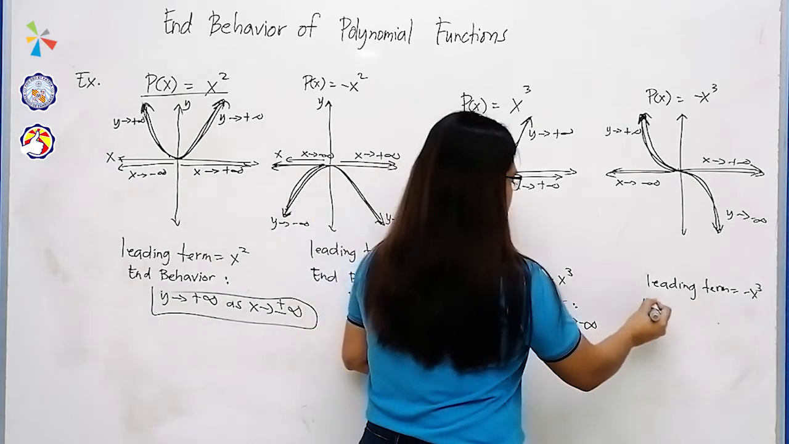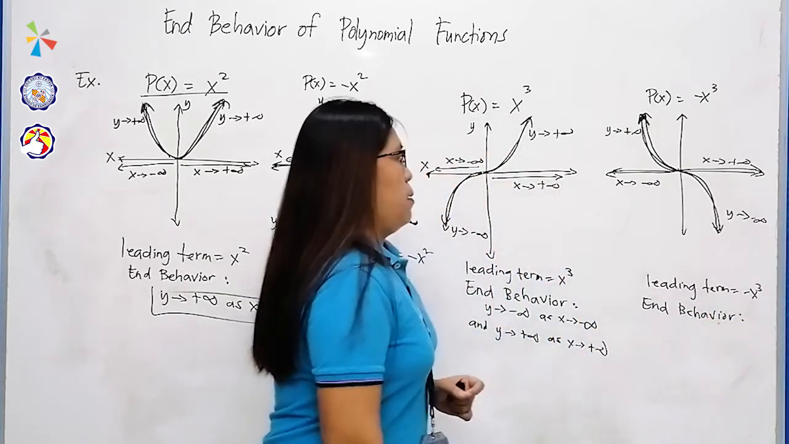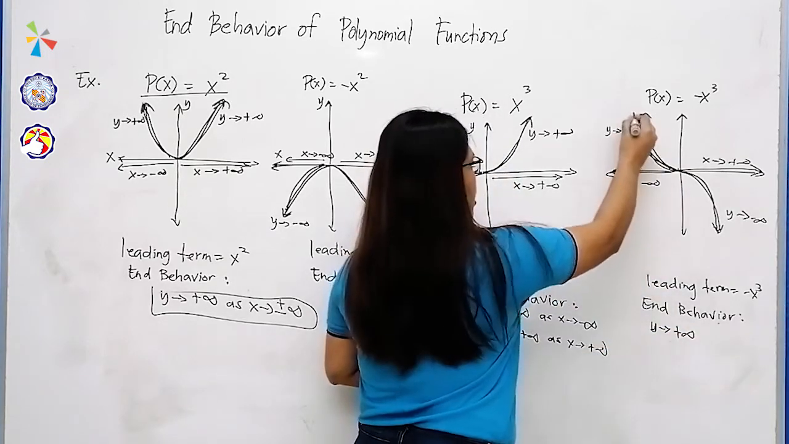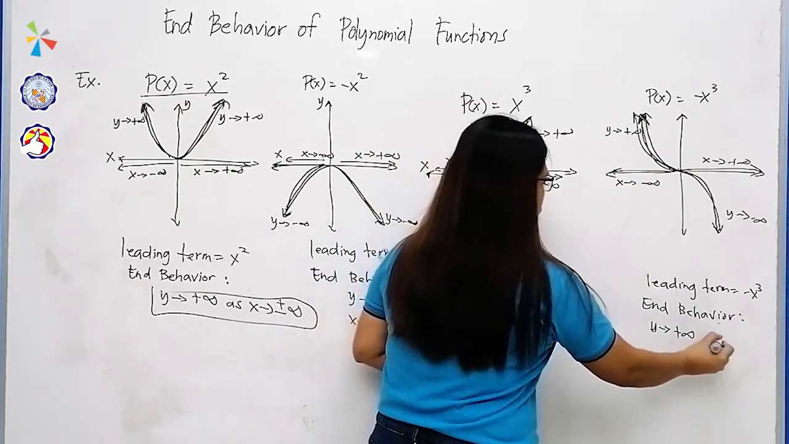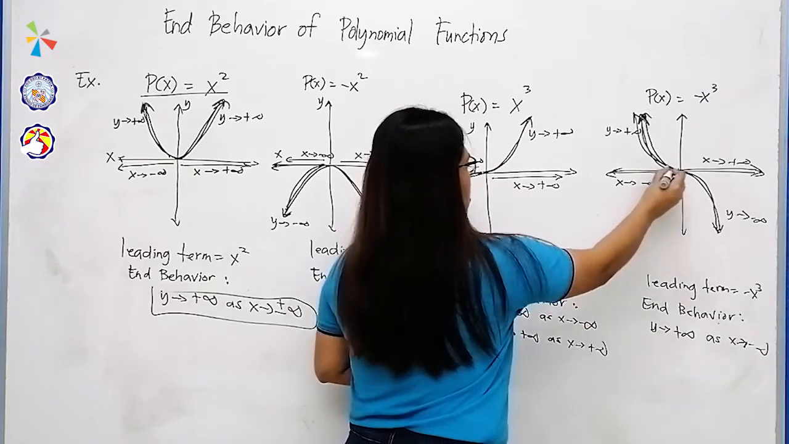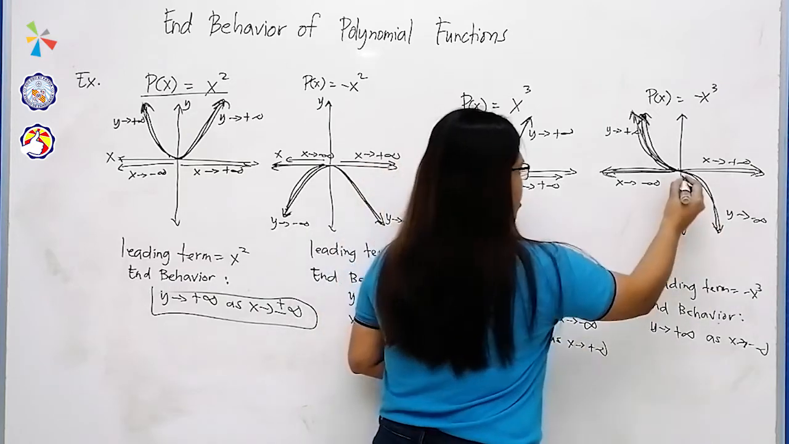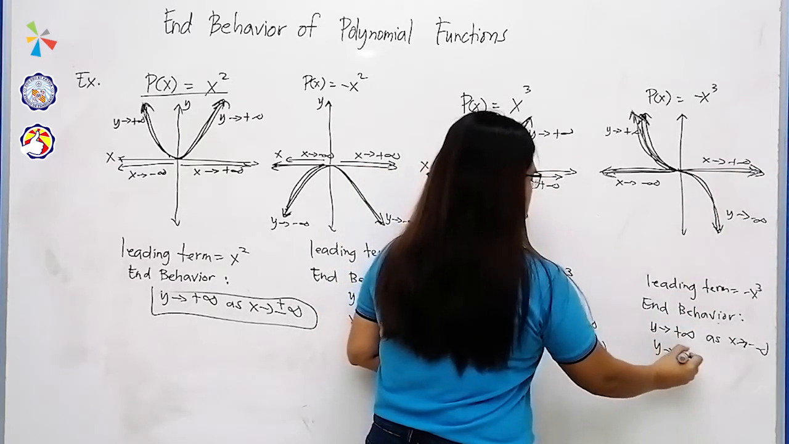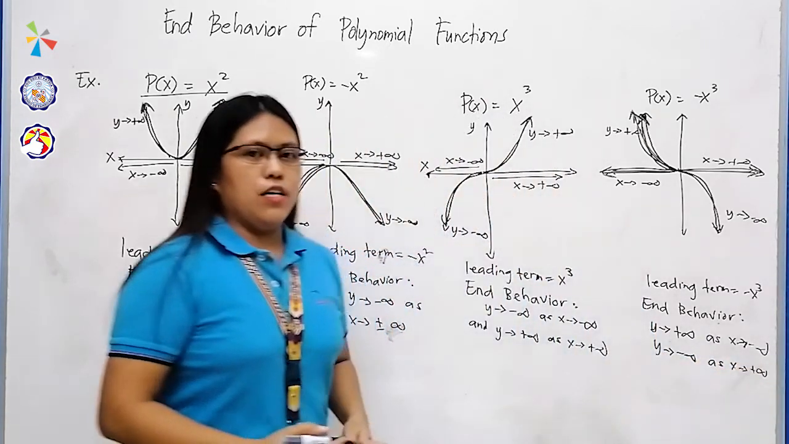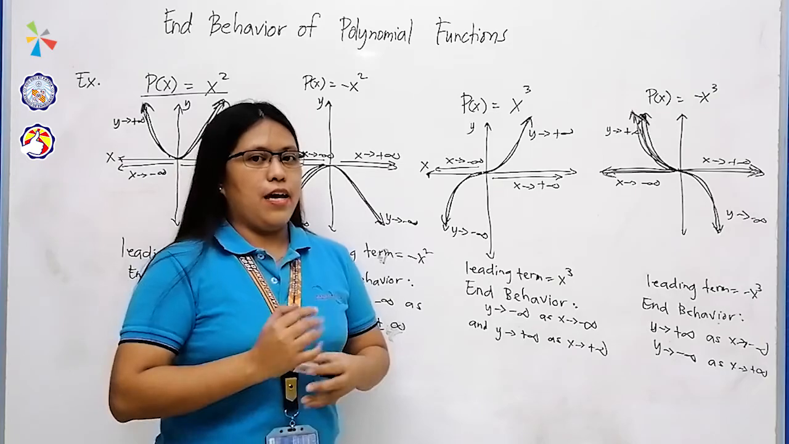So this time, the end behavior is that for the left side, y approaches positive infinity as x approaches negative infinity, while for the right side, y approaches negative infinity as x approaches positive infinity. That would be the end behavior for the graph of p of x equals negative x cubed.